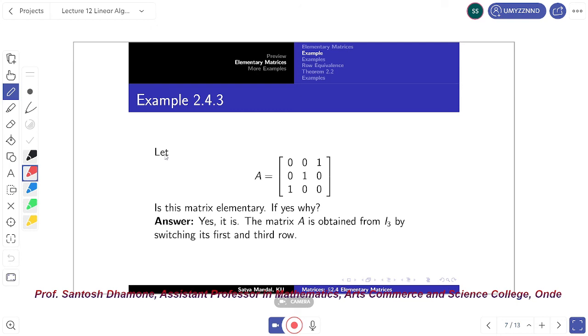Okay students, I stop here with this problem. In the next lecture we will see some theorems on elementary matrices. So today I stop with this.